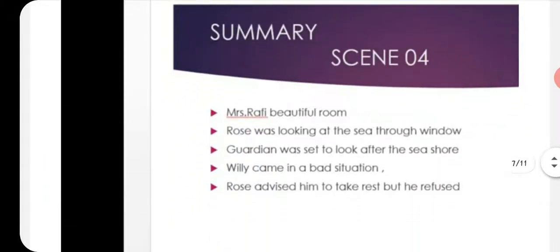After that, in scene 4, the beautiful room of Mrs. Rafi is described and shown, and Rose is looking at the sea through the window, waiting for the dead body of Colin. A guardian was set to look after the seashore so that if the dead body of Mr. Colin is found, they will report to Mrs. Rafi. So Willie comes in a bad situation and Rose advises him to take rest, but he refuses.